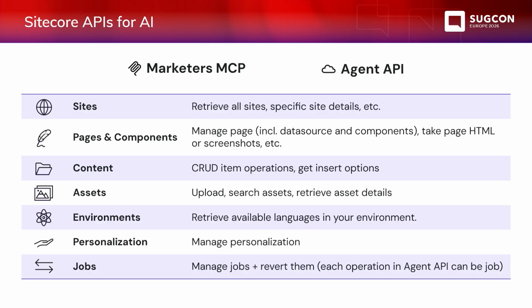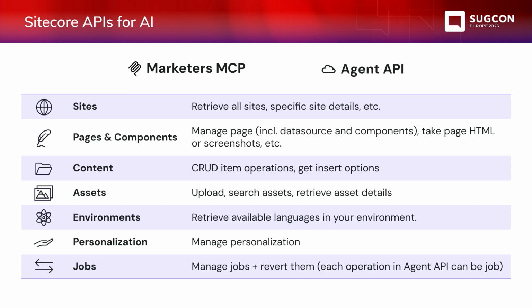Also, Sidecar provides AI native APIs. Marketers MCP, which is Model Context Protocol, and it's built on top of Agent API, which gives you access to sites, pages, components, and so on. And you might ask, why do we need one more API?